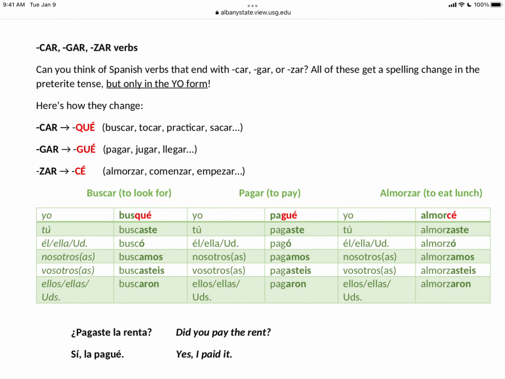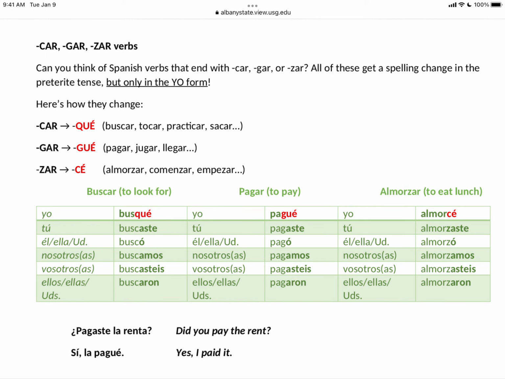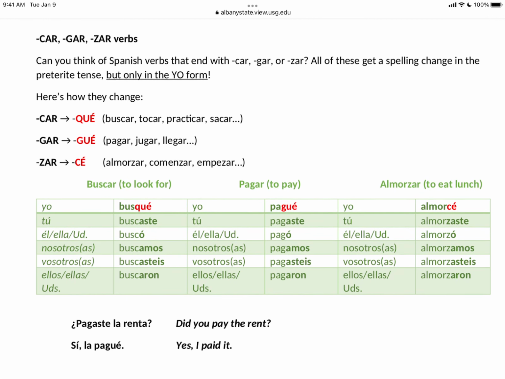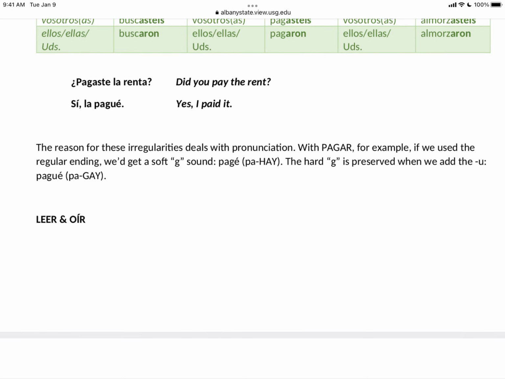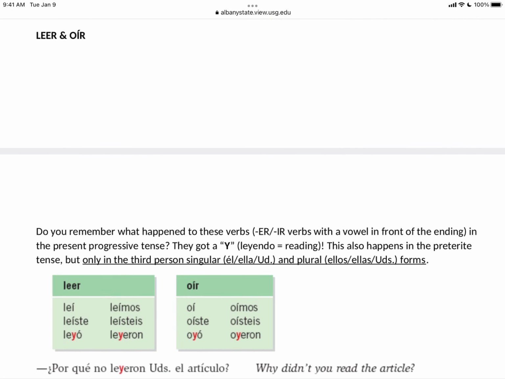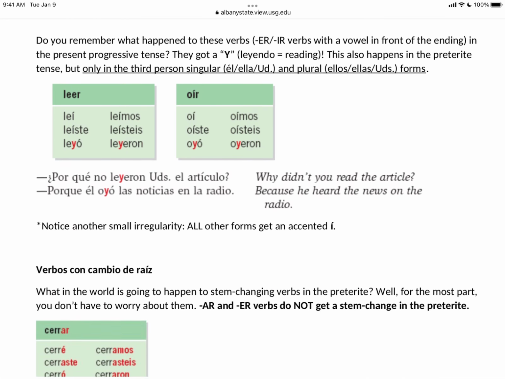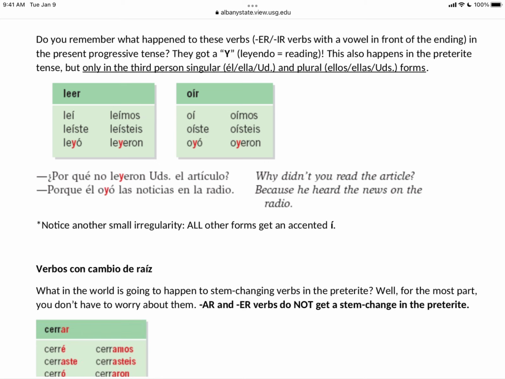The first one was the -gar, -car, -zar verbs, and we talked about how those endings changed. Clump all of those together if they end with gar, car, zar, and memorize those new endings. Leer and oír I like to think of as the double vowels that are irregular in the preterite, and again those only conjugate in the third person singular and plural.